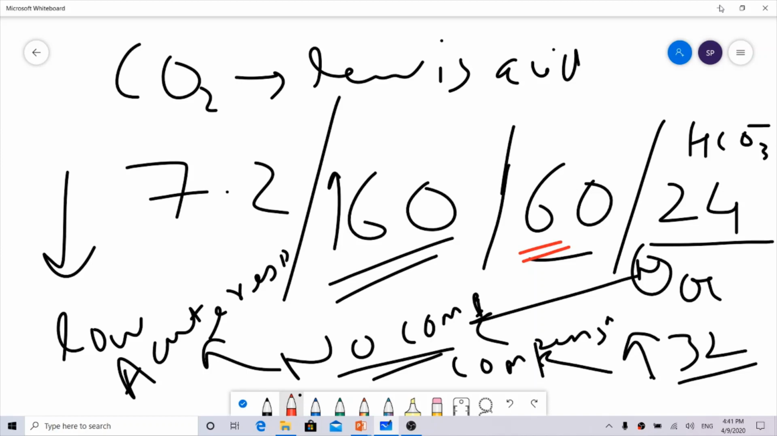Similarly, let's say there is a problem at the gas exchange. Again, even if ventilation is normal, what will you see? You will see a rise in the CO2 levels and a drop in the oxygen levels.